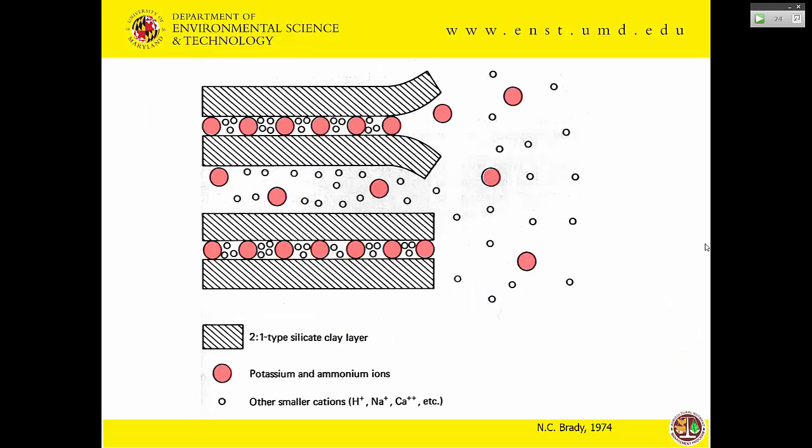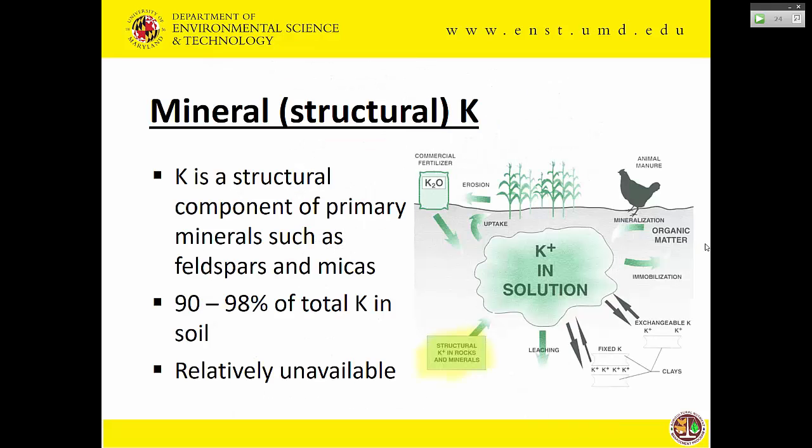And this is how this fixation happens. So this is potassium and other ions. These are 2 mineral layers. So they get between the 2 mineral layers, and then it's not released back into the system. So it's gone by the time it gets into that phase.